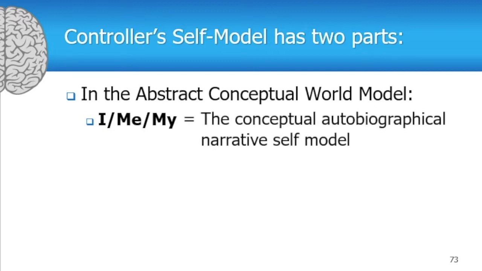This is the conceptual autobiographical narrative self-model. It is basically every abstract conceptual fact that I know about me, which would include my history, my goals, my plans, my friends and family, etc.